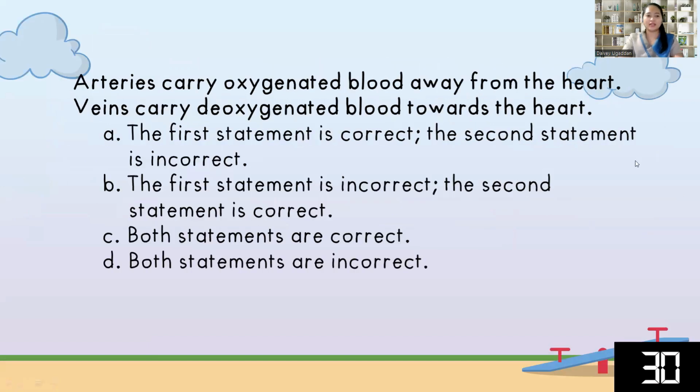Question number 7. Arteries carry oxygenated blood from the heart. Veins carry deoxygenated blood towards the heart. Is it A, the first statement is correct, the second statement is incorrect? B, the first statement is incorrect, the second statement is correct. C, both statements are correct. Or D, both statements are incorrect. Please key in your answer in the comment section.